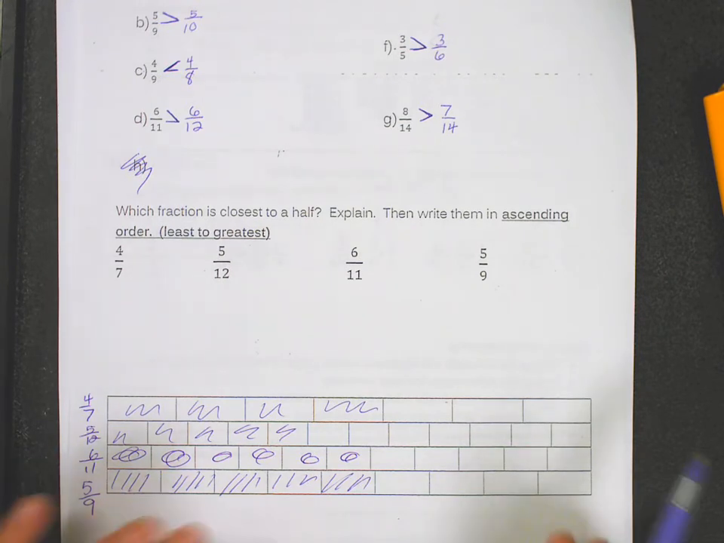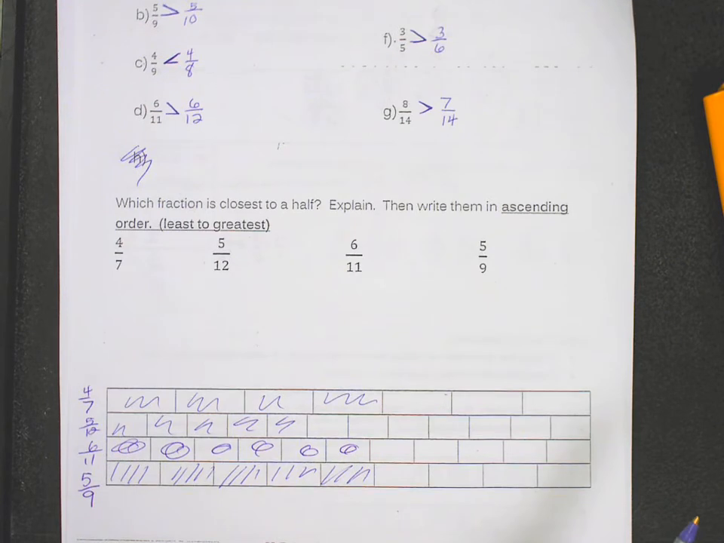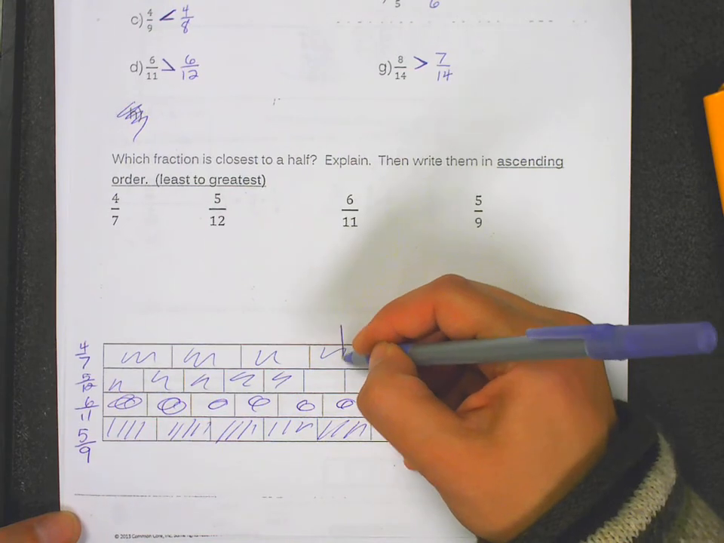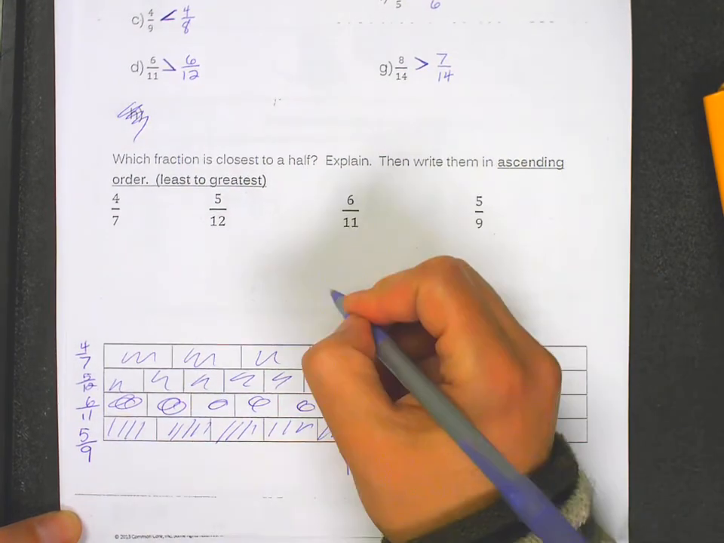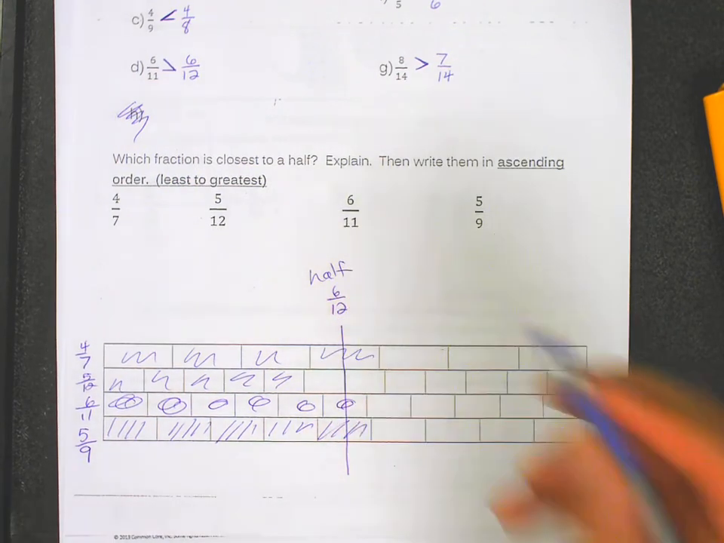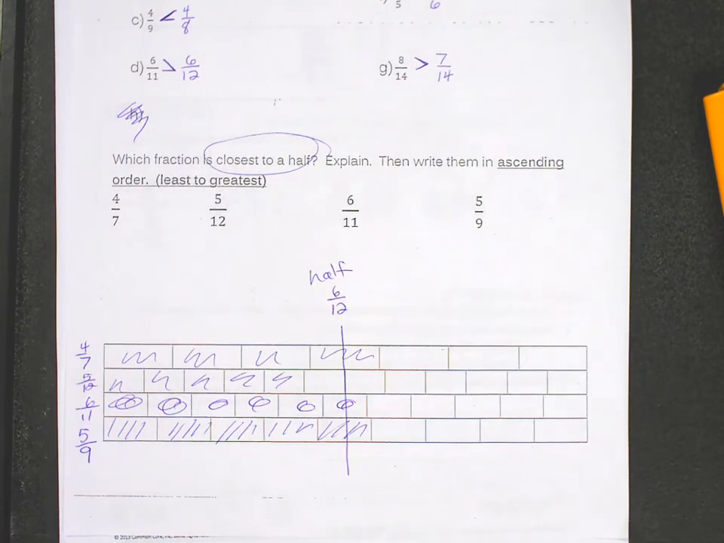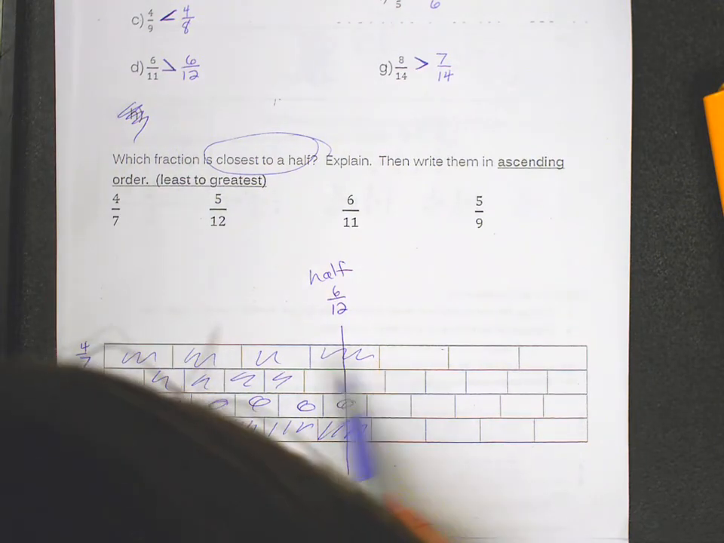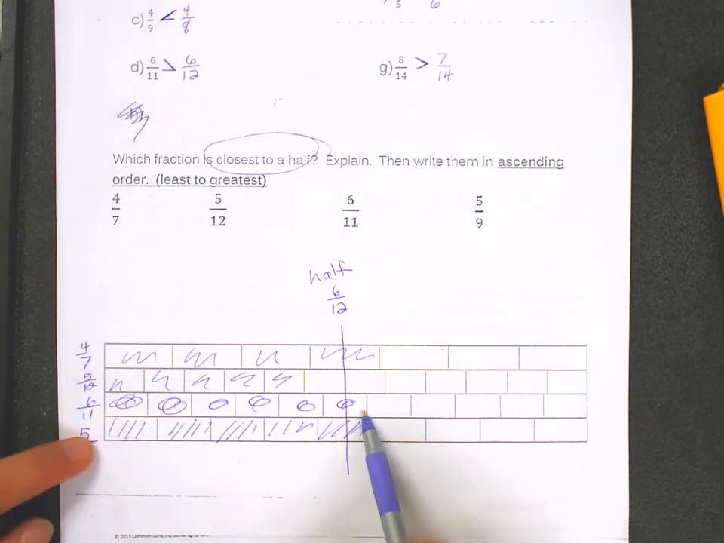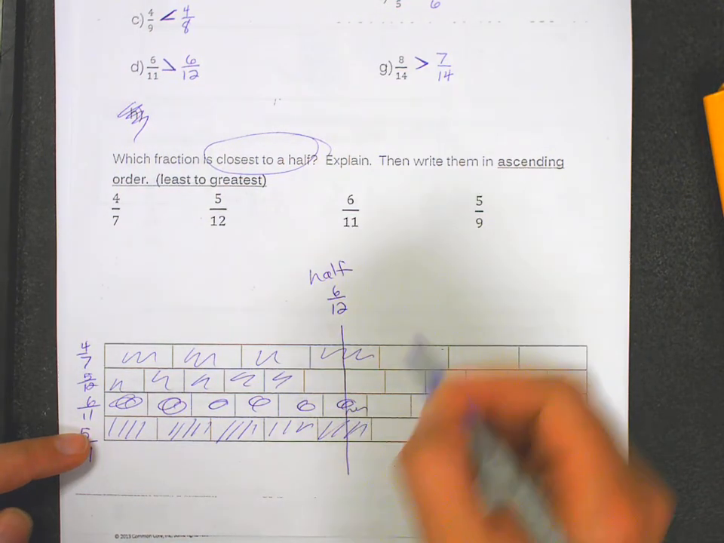Where is half in the picture? Half is what fraction in the picture? I want to put a line down the middle, and it would go through here because I know 6/12 is a half. So which one's the closest to half? This one? This one? This one? Or this one? Looks like 6/11 is the closest.